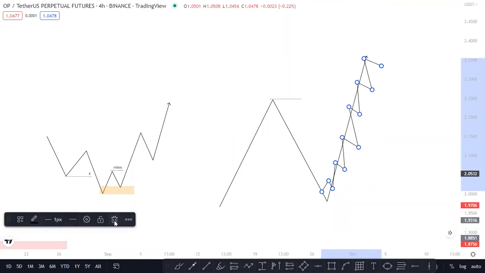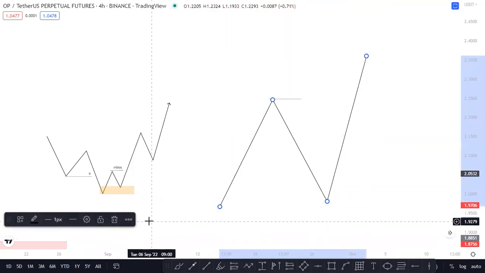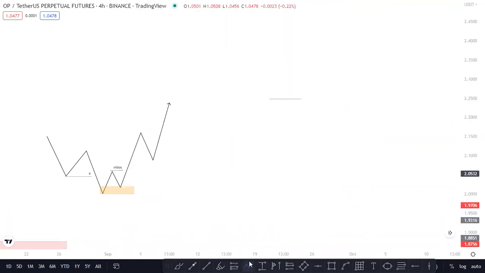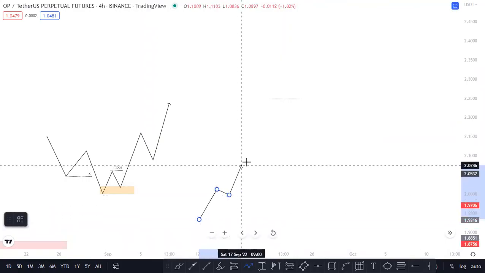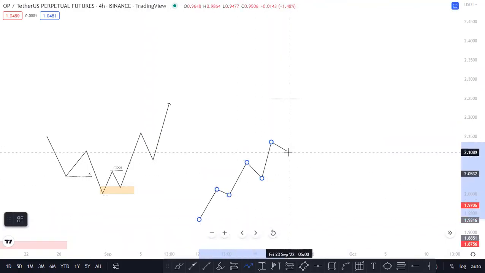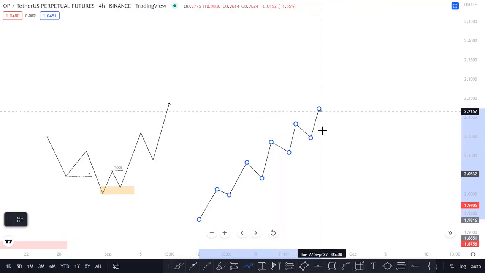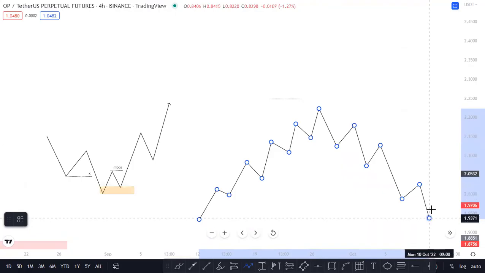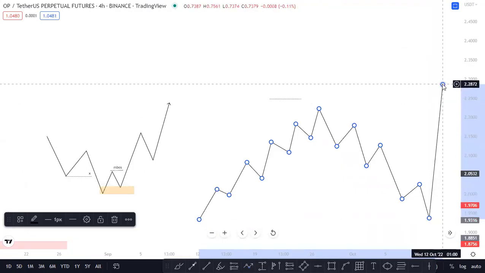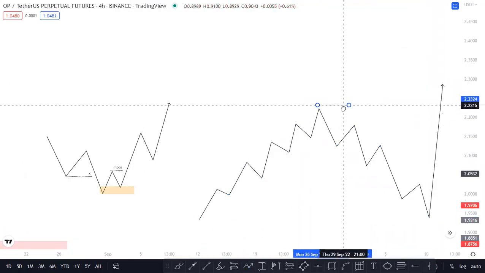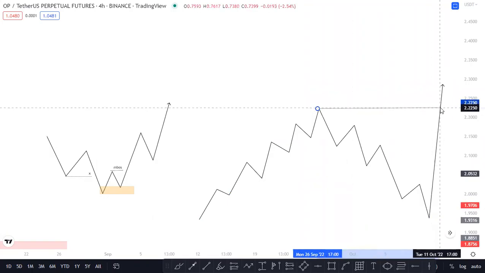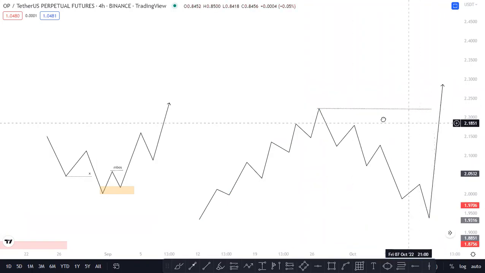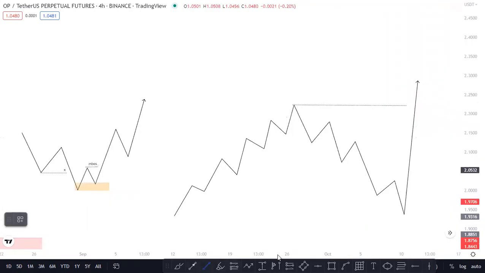Sorry, let me make it this way. Okay, it's okay like this now. These are where the BOS occur generally. But now this is an MBOS, like a minor BOS at this point, right?